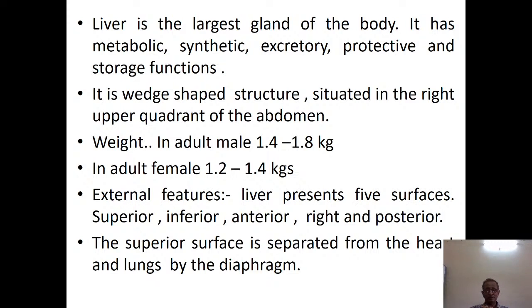Now we go for the liver. The liver is the largest gland of the body. It has metabolic, synthetic, excretory, protective and storage functions. So what is the metabolic function of the liver? It is conversion of the food material that is absorbed in the small intestine into storable substances. So the carbohydrates, proteins and fats that have been absorbed in the small intestine are converted into substances which can be stored in the liver or in the body.